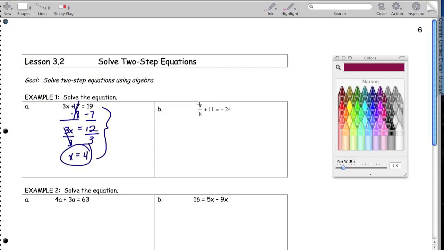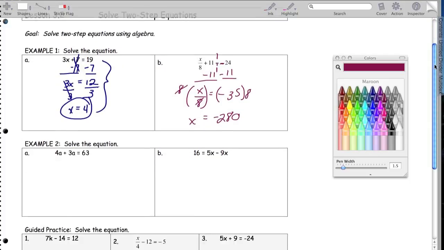X is being divided by 8. Before we can tackle that, we need to get rid of that 11, that loose hanging 11 that's on that side there by this equal sign, which is a wall. X over 8 comes down, negative 24. It's a negative. Minus 11 is going to give me negative 35, in which case I need to multiply both sides by 8 over 1, or just 8. To get that x by itself, my 8's cancel, x comes down, and I find negative 280. Should be my answer. Okay?